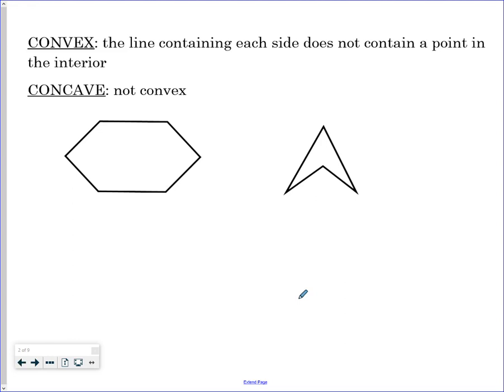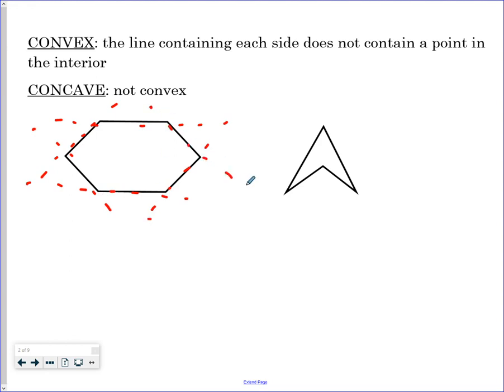All right. Convex and concave. You guys have heard those words before, probably especially in a science class. Again, this is the super formal way of describing it. So convex, the line containing each side does not contain a point in the interior. And then concave is not convex. Here's how I look at it. If I were to extend these lines, does it cave in on itself? Does it cross the inside of the shape?